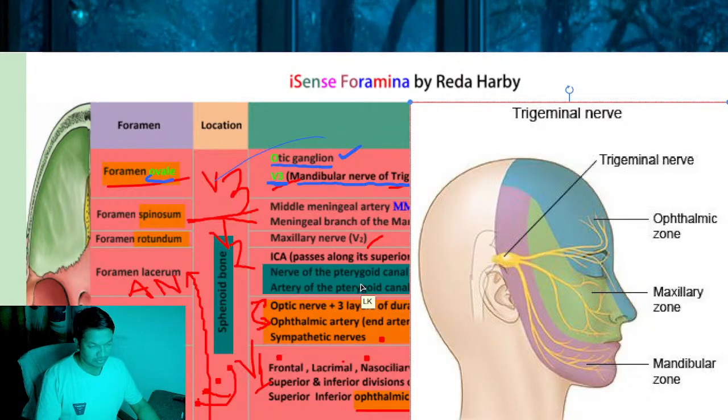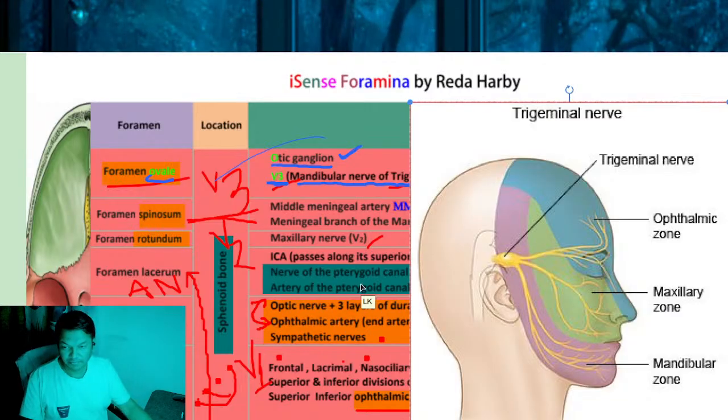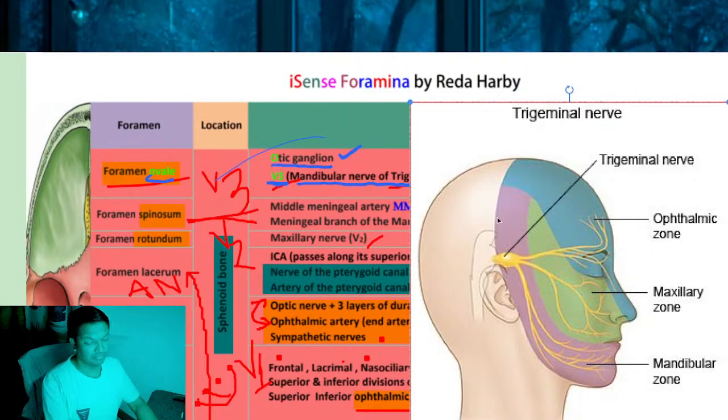Diaphragm. Which structure? Along with which structure? Esophagus. Yes, vagus, P10. So trigeminal has three main branches.